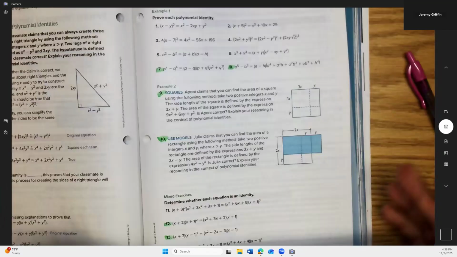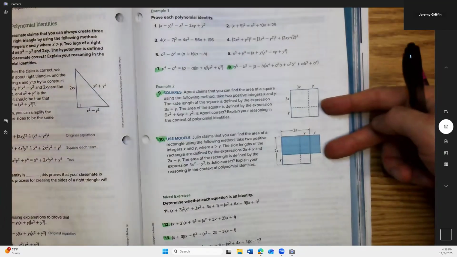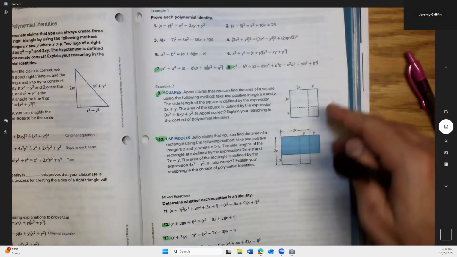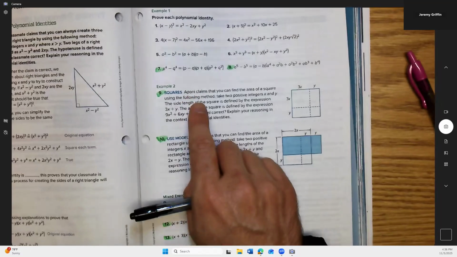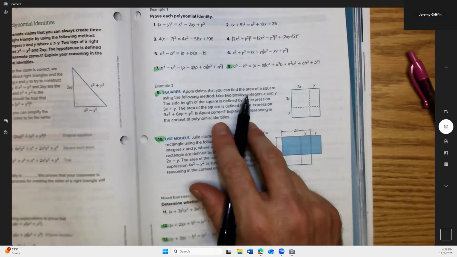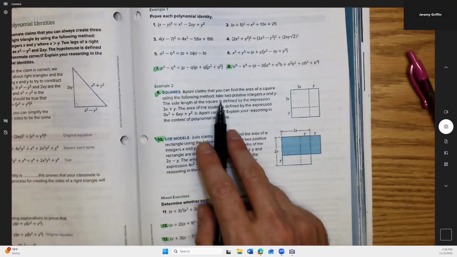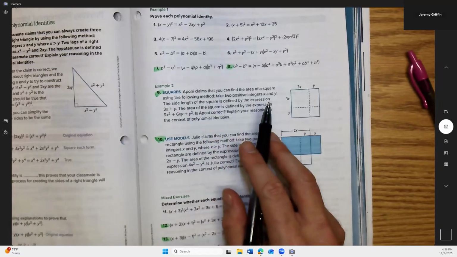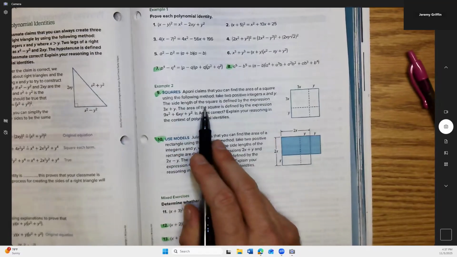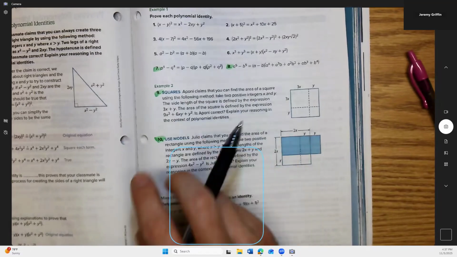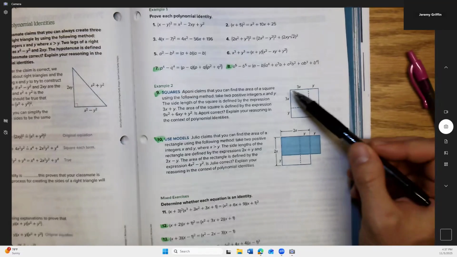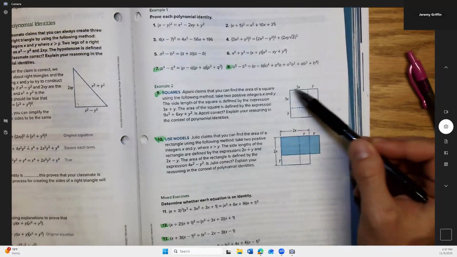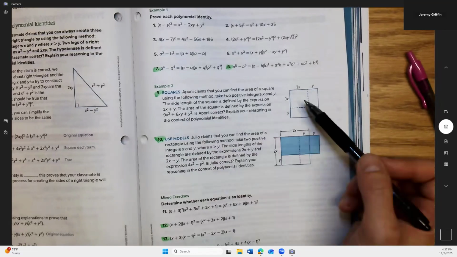Yeah. Oh, these next two examples, we got some geometry looking examples, so that's fun. Pony claims that you can find the area of a square using the following method. Take two positive integers, x and y. The side length of the square is defined by the expression 3x plus y, which they very nicely drew out for you. We got 3x plus y and 3x plus y. Okay, so I can definitely visualize that. So that matches that. That's nice.